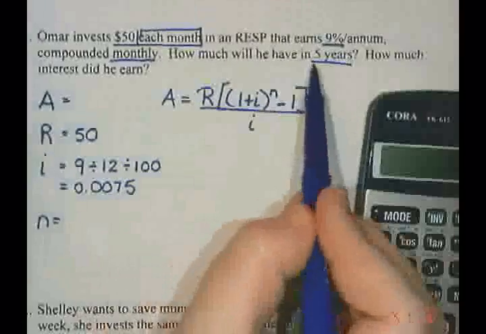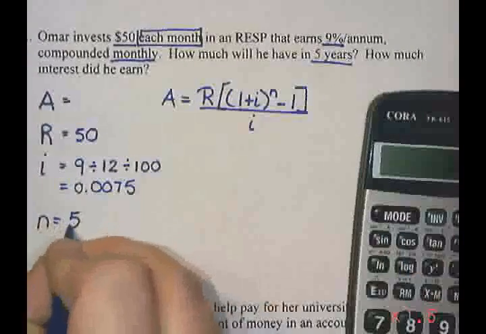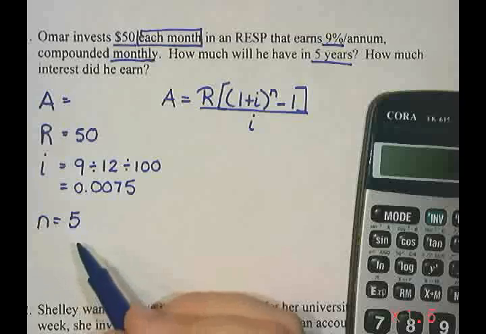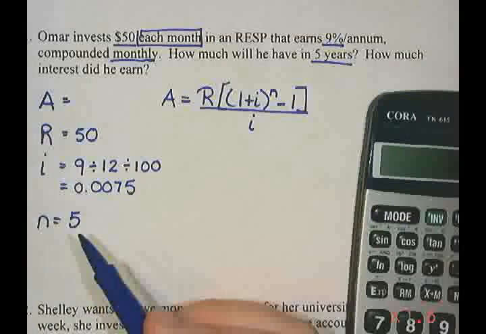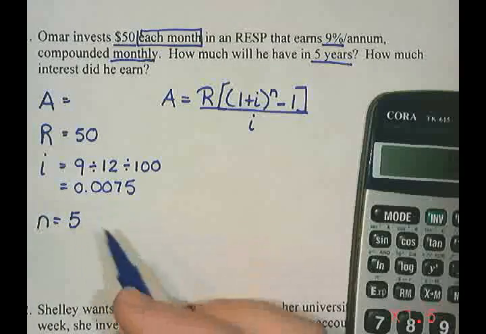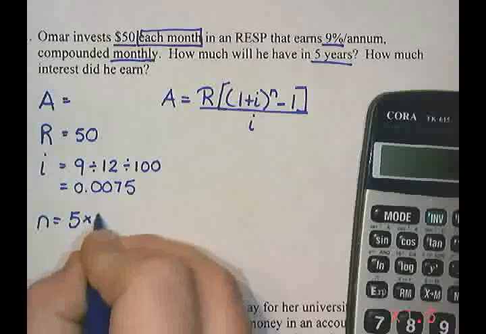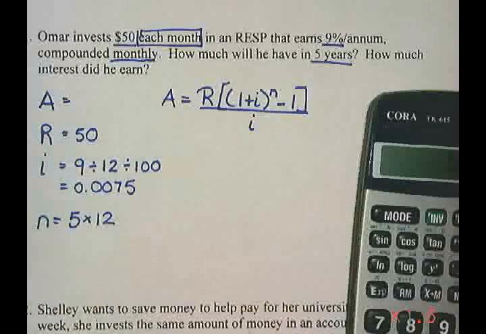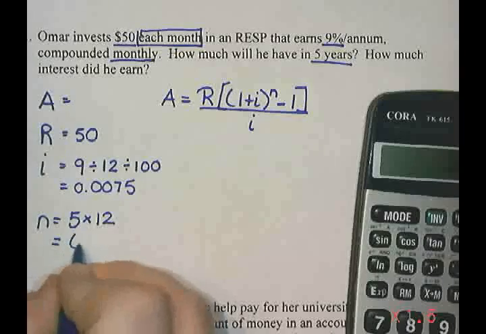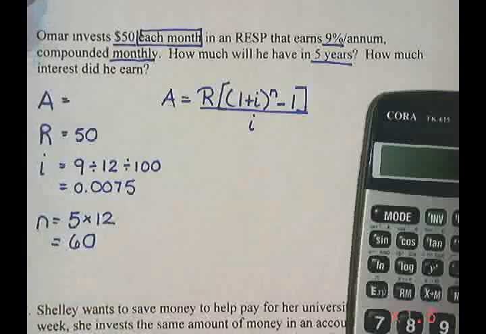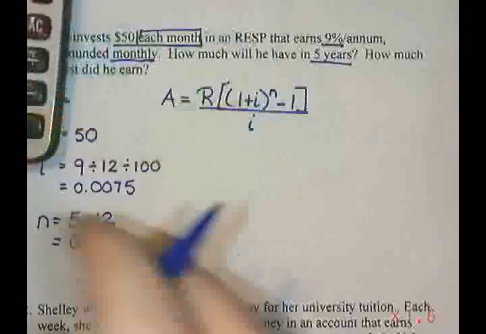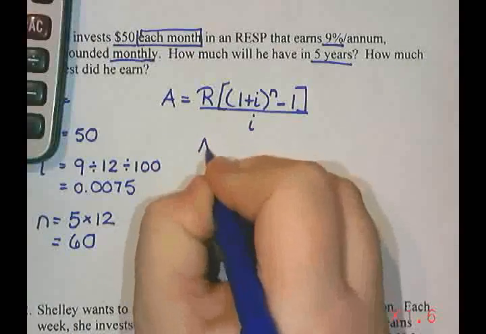And then we're doing 5 years, but we're not just earning interest or making payments 5 times. We're doing it every month for 5 years. So since there are 12 months in a year, I multiply that by 12, and 5 times 12 is 60. So all I need to do is substitute all of those things into my formula and calculate.